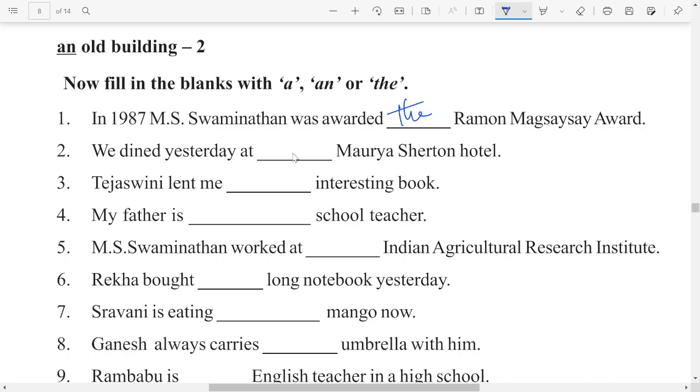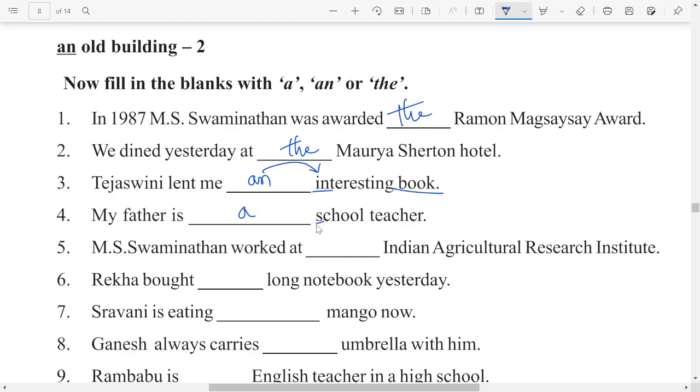Next, we dined yesterday at dash Maurya Sheraton Hotel. That is a name again, so that is particular, you have to use the. So that is again a unique hotel. Next, Tejashini lent me dash interesting book. So here we are referring to a single book, countable. So which one can we use? We have to use an here because there is a vowel sound that is starting. That is interesting. Okay, so I is here pronounced as a vowel sound. Next, my father is dash school teacher. Which one can we use here?